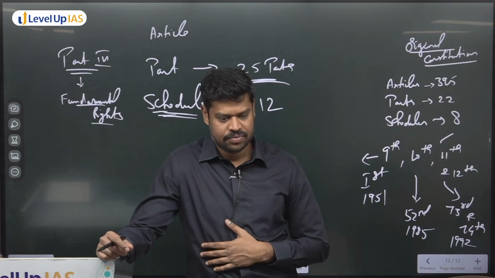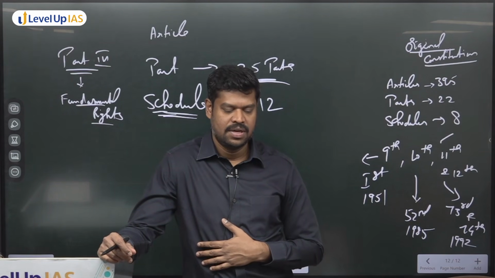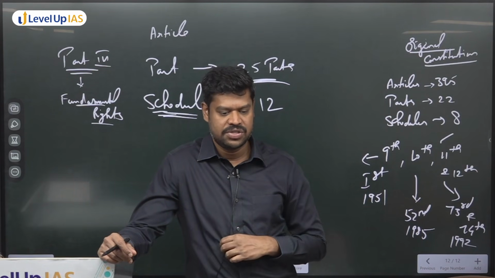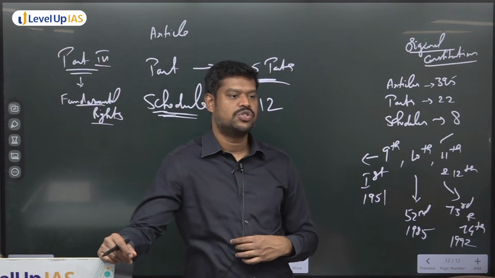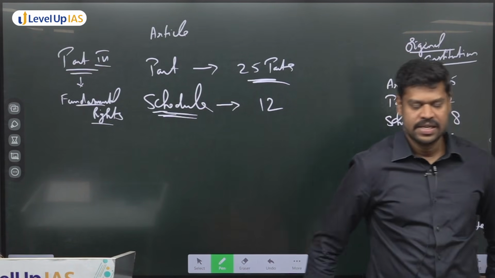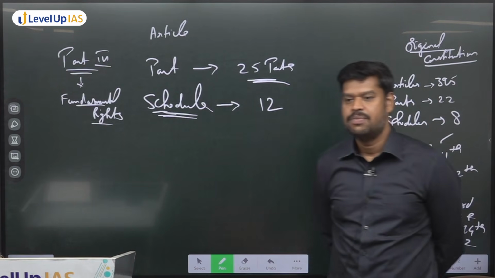Next thing, universal adult suffrage. What is the voting age presently? In the original constitution, 21. Which amendment has made this change? 61st Constitutional Amendment Act. Next thing, single citizenship, you know. Next then, independent bodies.